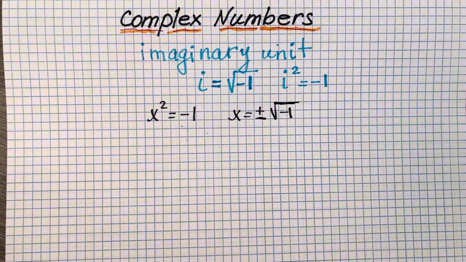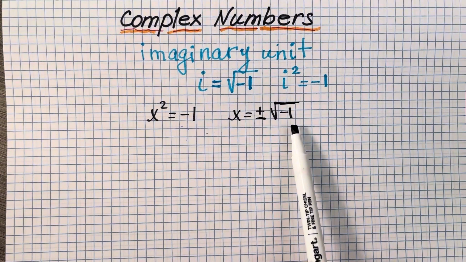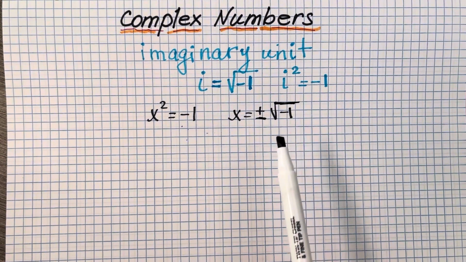In previous lessons, we studied how to solve quadratic equations by using the quadratic formula. And we noticed that not all quadratic equations have real number solutions. For instance, if we have the equation x squared equals -1, we have no real solutions because the square root of -1 is not a real number.